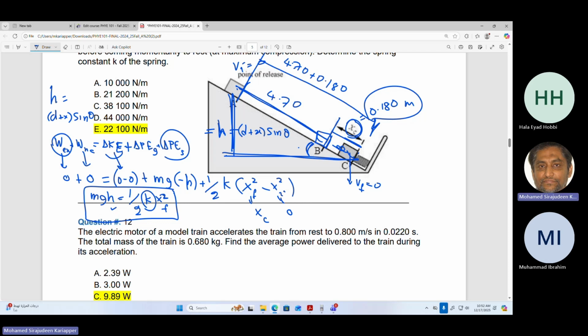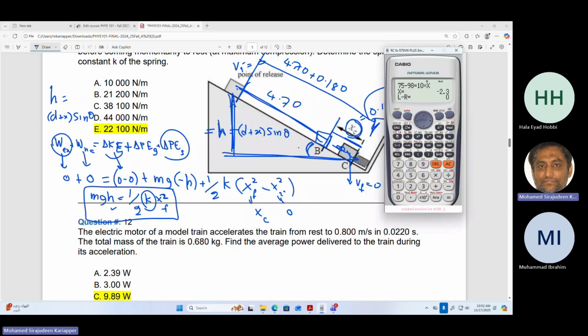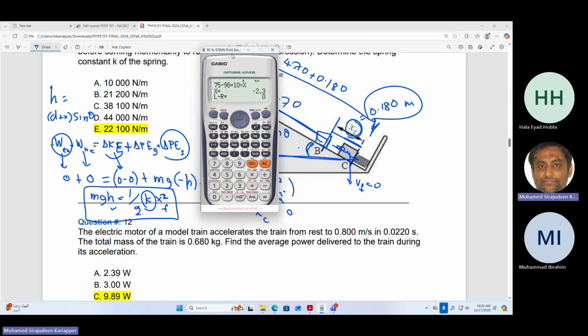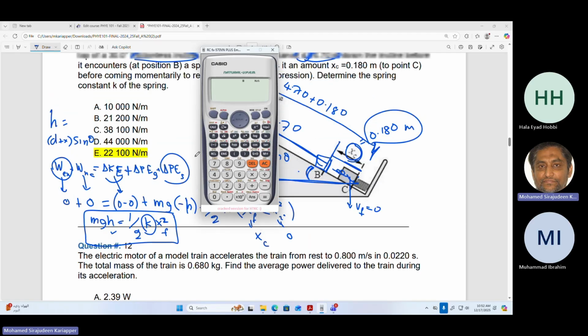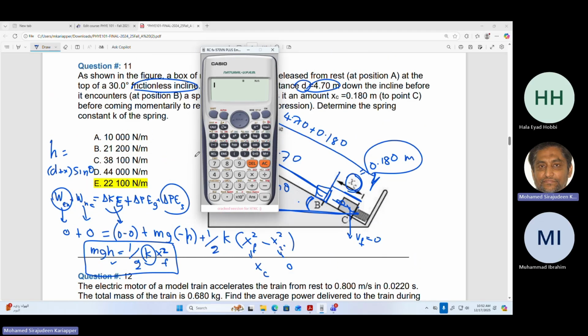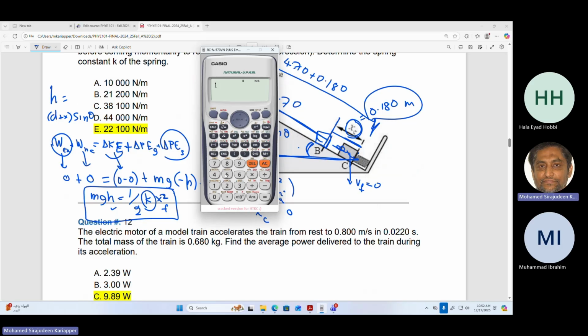You want me to do that? Okay, fine, let's do it. So let me bring the calculator in. Let me clear the thing. So I will write this equation into my calculator. So M is, help me, what is M? 15 kilogram. Okay. Multiplied by G is 9.8.